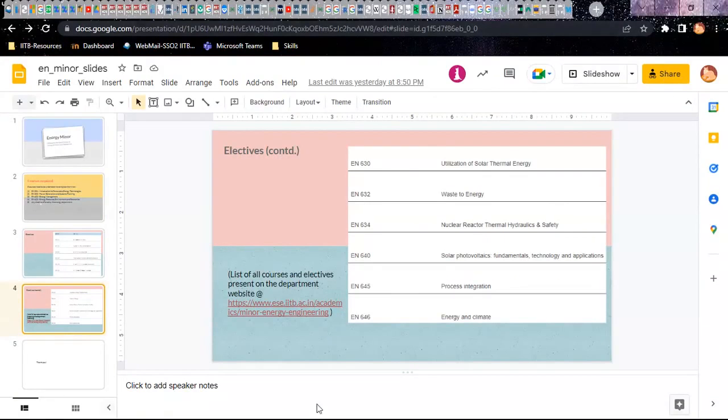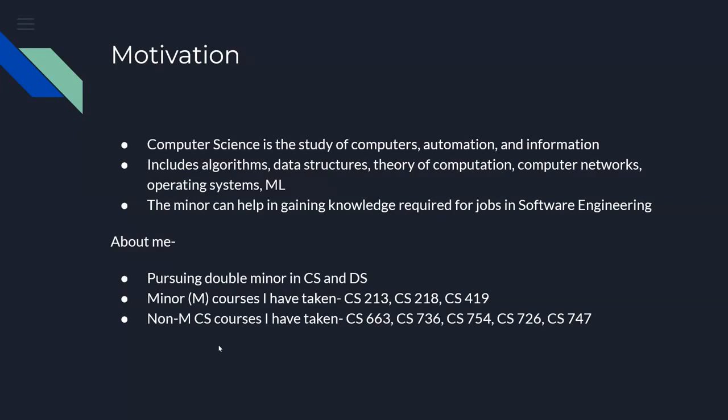Okay, let's move on. Now we are going to review the CSE minor, and for that, we have Audit Akarsh with us. The motivation behind the CS minor would be if you would like to gain knowledge about computer science as well as for jobs in software engineering. About me, I am pursuing double minors in CS as well as data science.